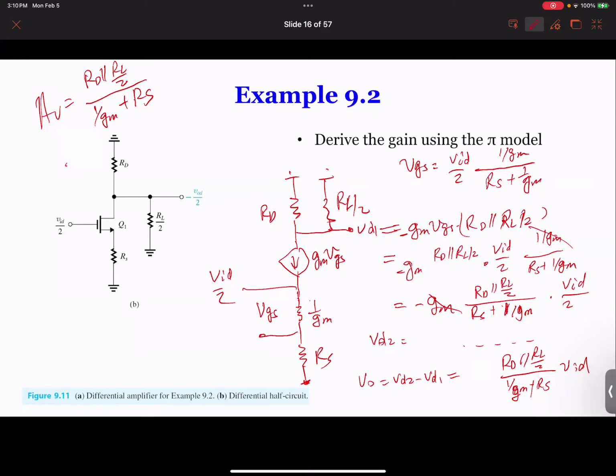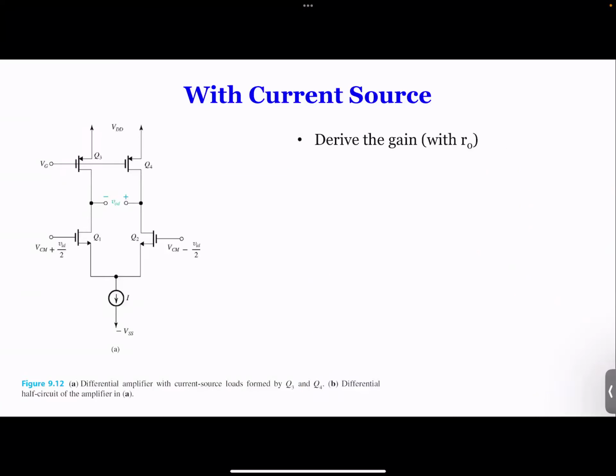I think with that, we're going to conclude the lecture, because I think we're already running over time. I'm going to come back to this at our next lecture. And what will happen if the load is not a resistor, but actually a current source? So this is what we're going to discuss next lecture.